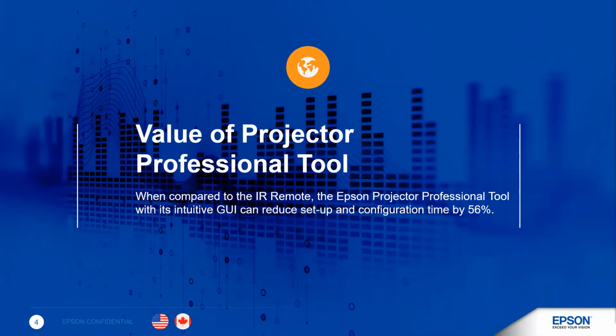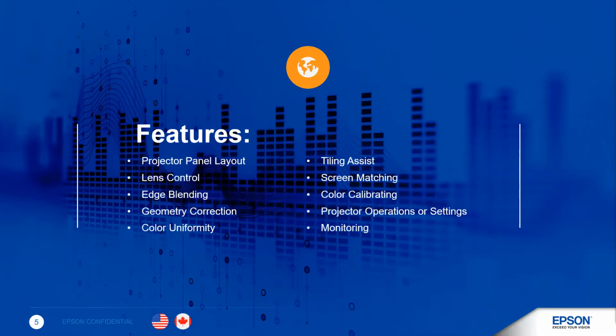When compared to IR remotes, the Epson Projector Professional Tool, or EPPT for short, with its GUI interface, reduced setup and configure times on average by about 56%. So very, very valuable. Some of the features we're going to cover today include the layout, and we're going to touch on lens control, edge blending, geometric correction, color uniformity, tiling assist, screen matching, color calibration, and some of the monitoring and operations of that software.